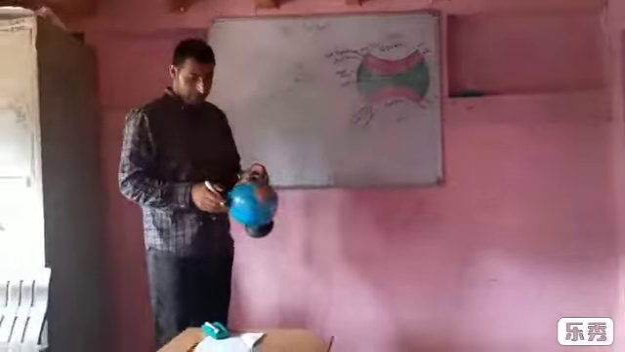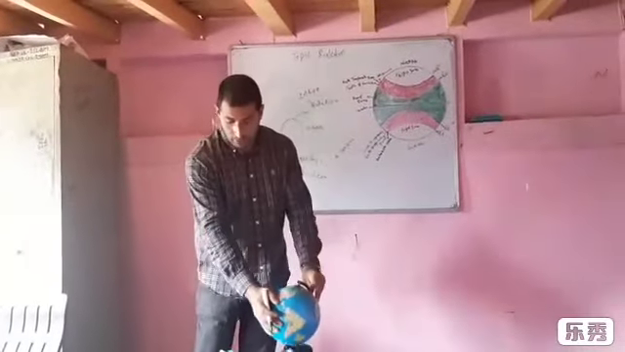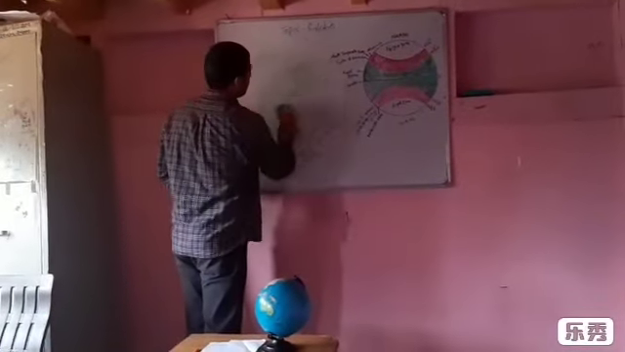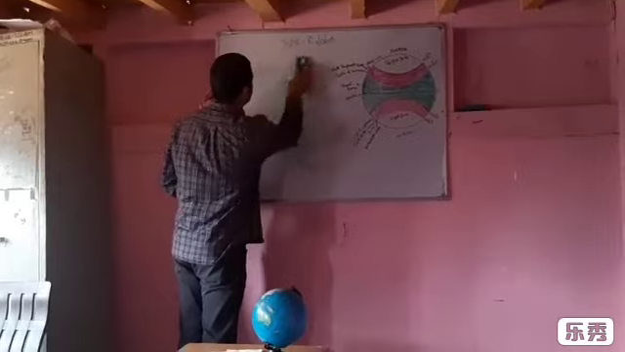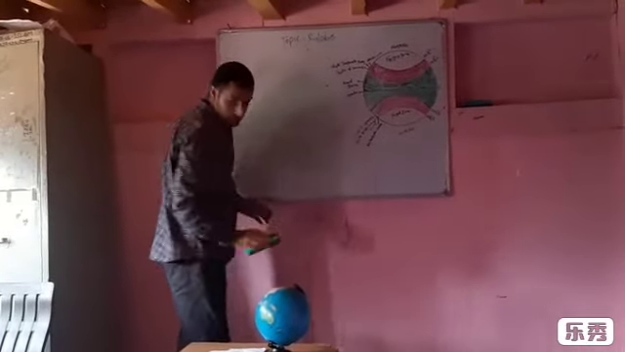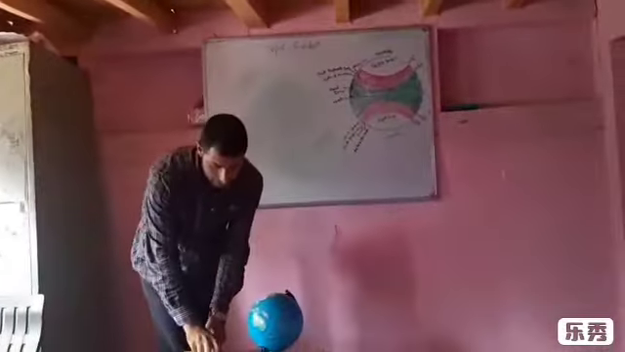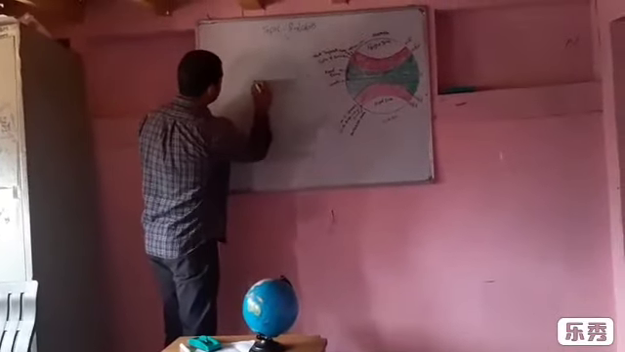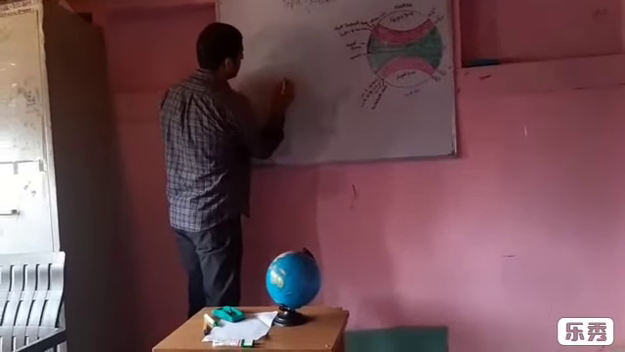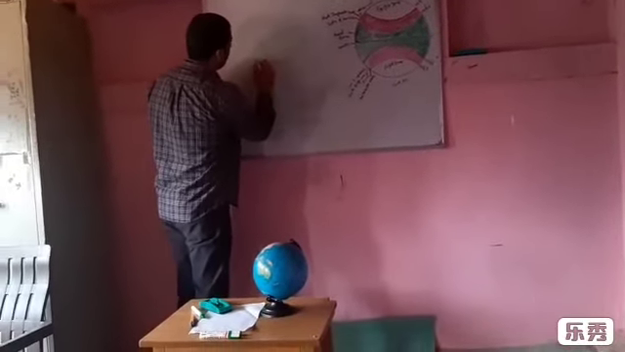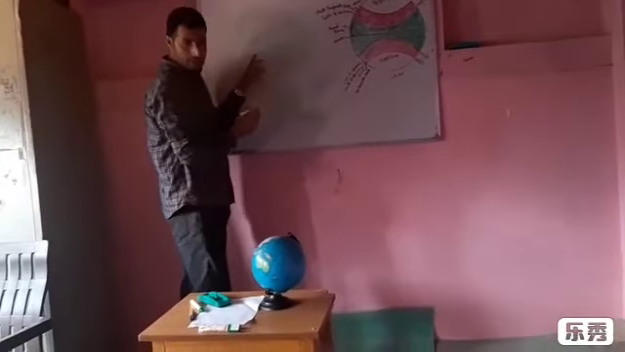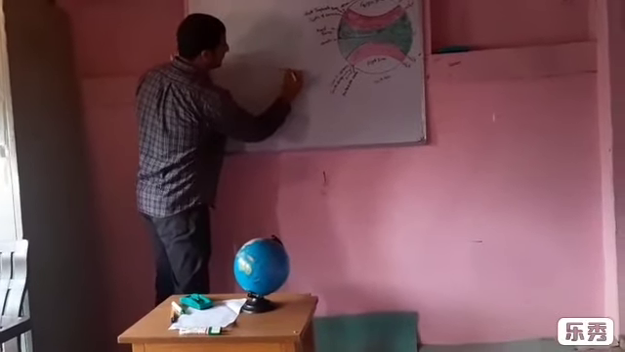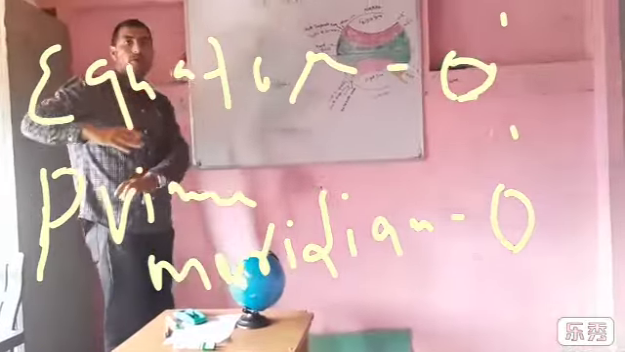Now there are the lines that I discussed earlier with you. First is the equator. For example, if I make a globe, this is the globe, and the equator is here. It divides the globe into 2 equal halves, 2 equal parts.